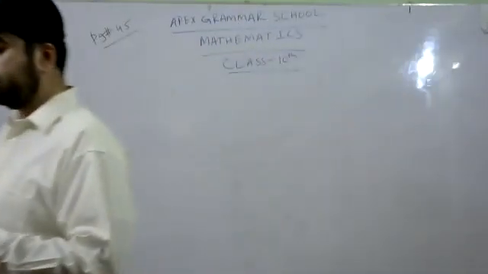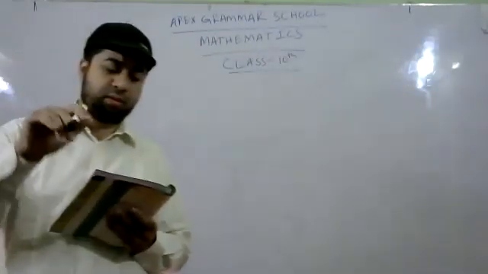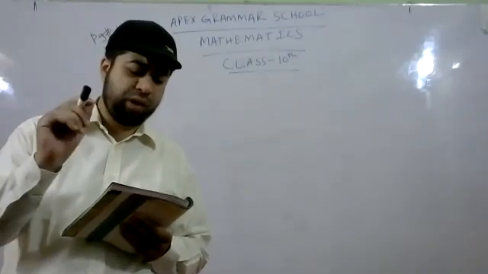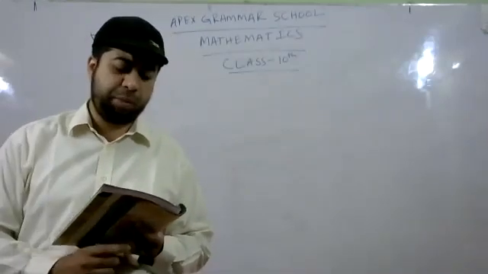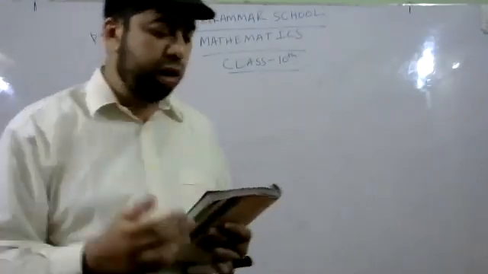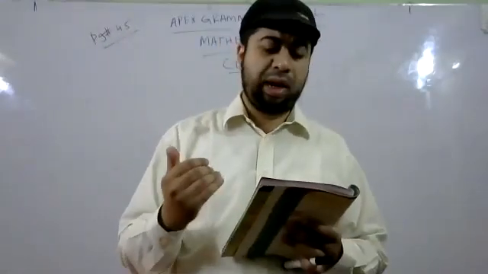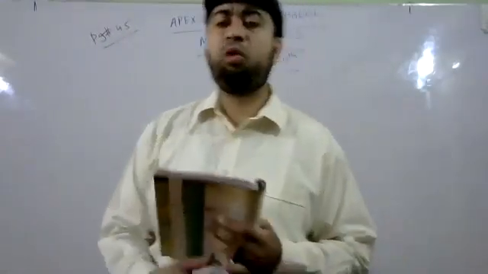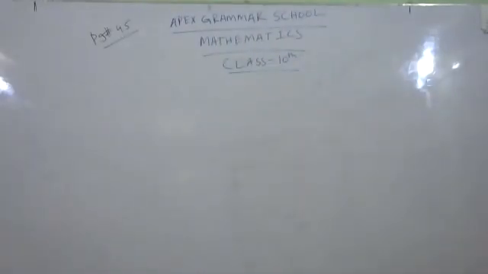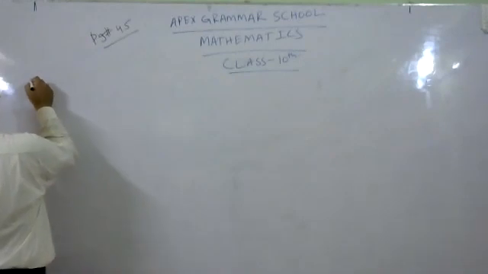Question number 9. It is the same question with different parameters. Find two integers whose difference is 4 and squares differ by 72. I am only telling you how this question is going to be solved. Otherwise, you can easily solve this.